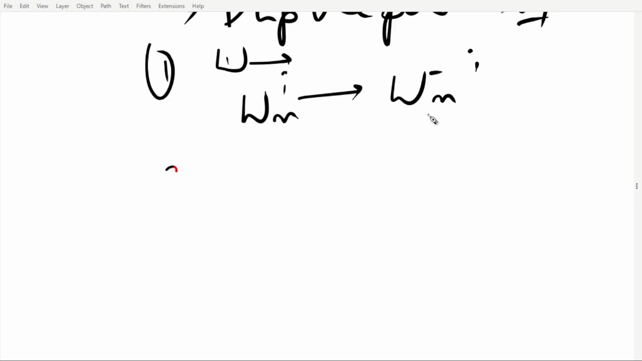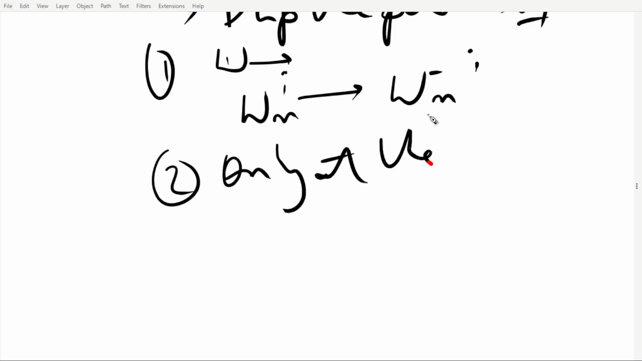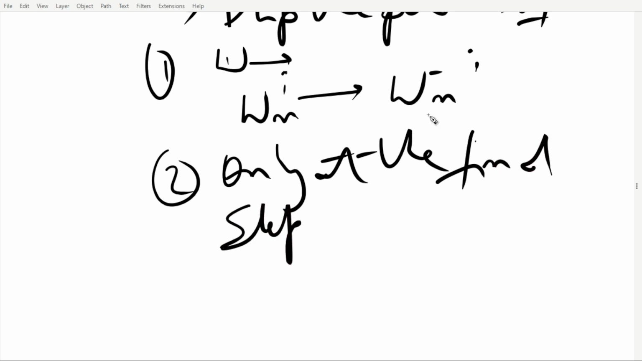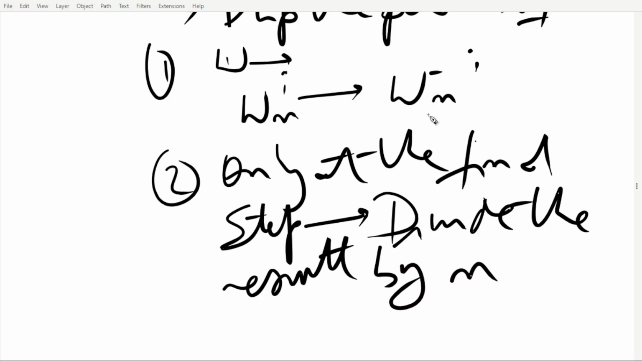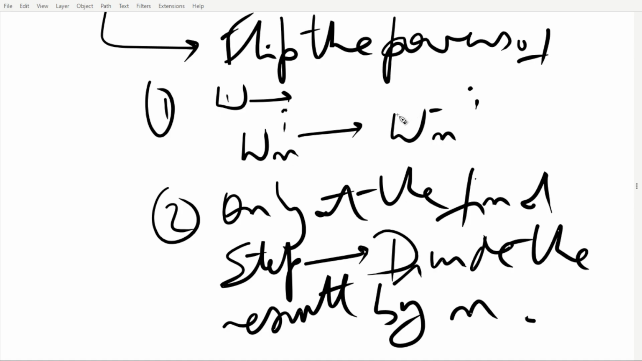Second change, only at the final step, not at intermediate steps: divide the result by n. So if we make these two changes, use reciprocal powers and at the last step divide by n, we get our inverse DFT using the same FFT algorithm.